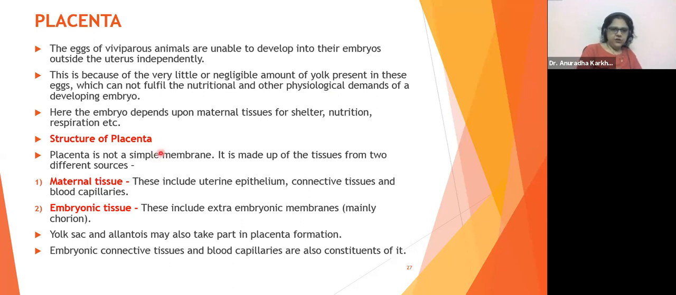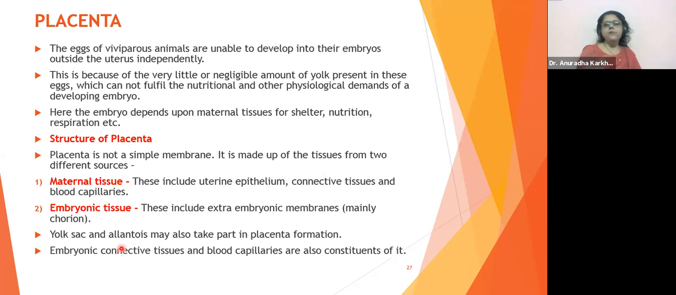Structure. How is the structure? Placenta is not a simple membrane. It's made up of the tissues from two different sources, maternal and fetal or embryonic. These include uterine epithelium, connective tissue, and blood capillaries of the mother. And embryonic, these include extra-embryonic membranes, mainly chorion, which we already know.